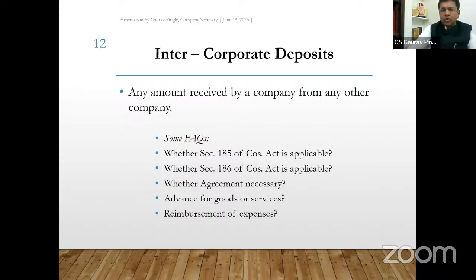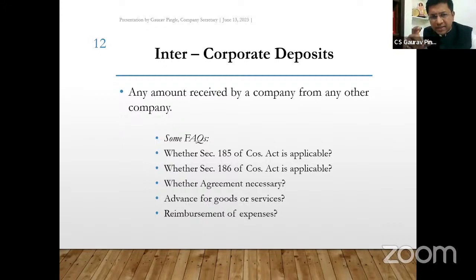If it is an advance for goods and services, then it will not fall under this. There is a separate provision for such kind of transaction, which we'll discuss. And if it is reimbursement, then in such case, it will not fall under the particular intercorporate deposit, because it's ultimately just reimbursement and not given as a part of a loan. So if a holding company makes a payment on behalf of a subsidiary company, and the subsidiary company reimburses such amount to the holding company, then in that case, it will not be an intercorporate deposit.